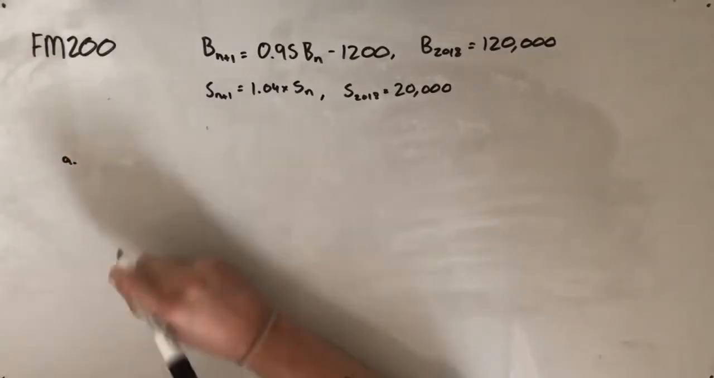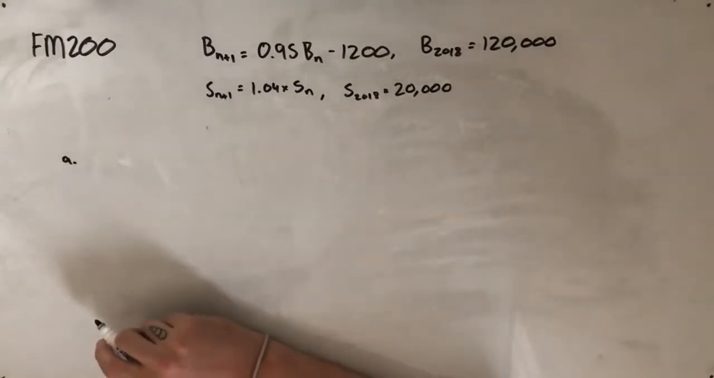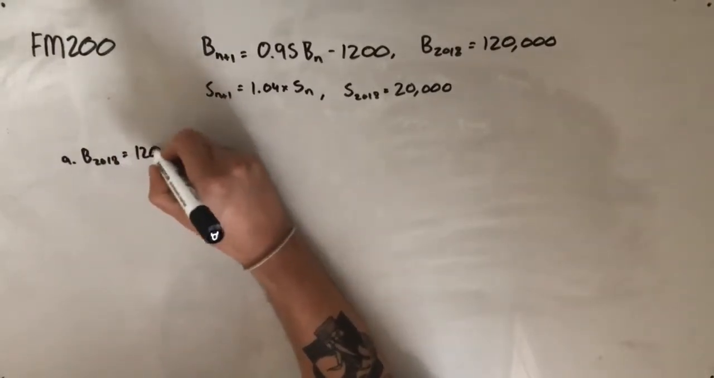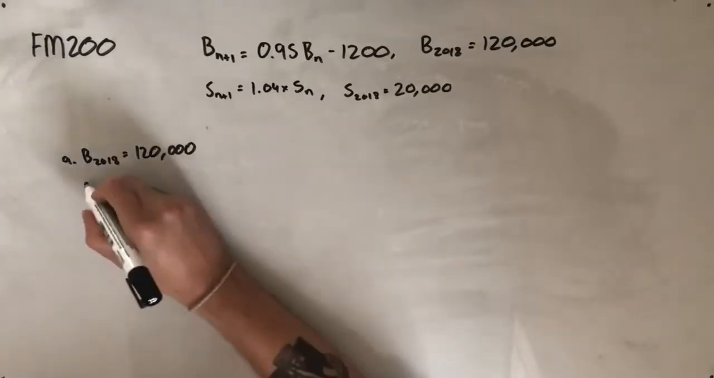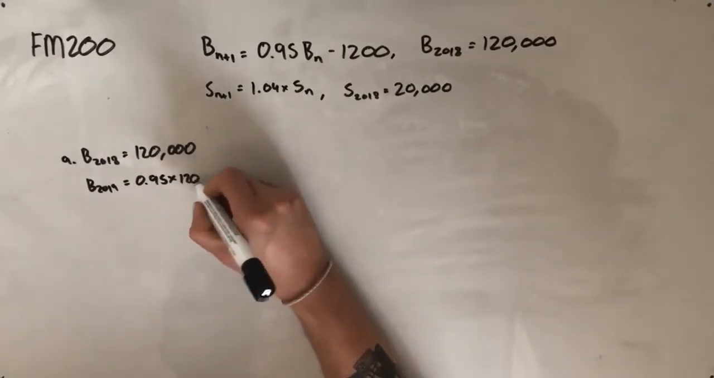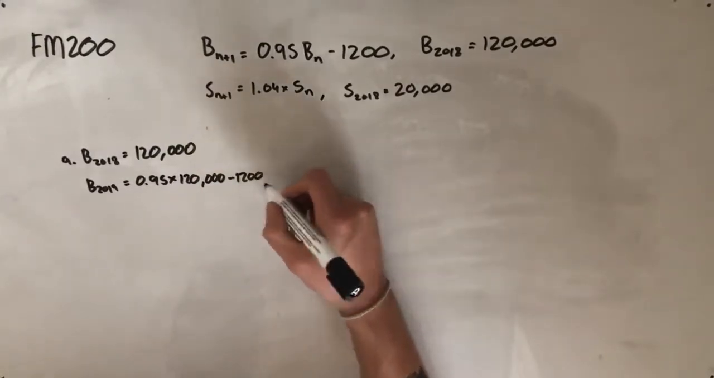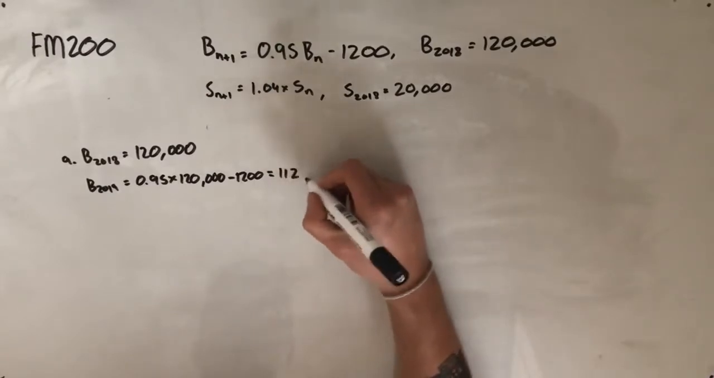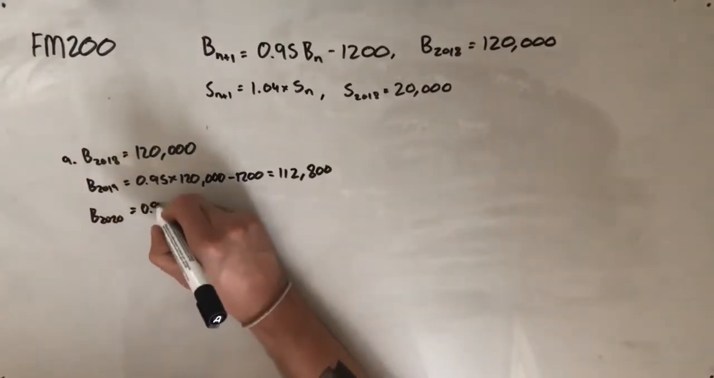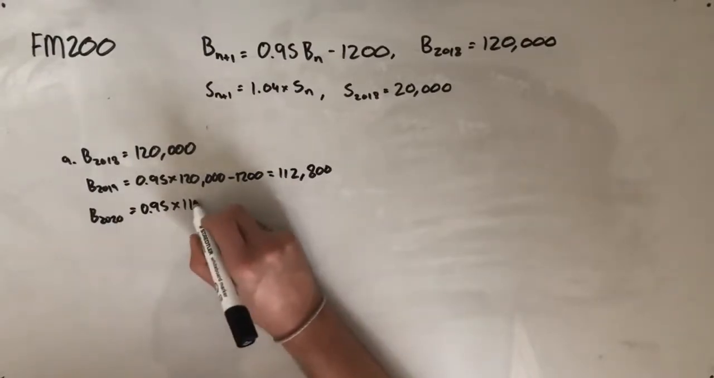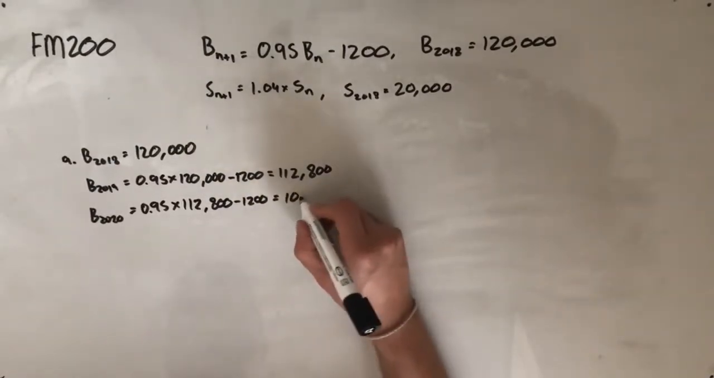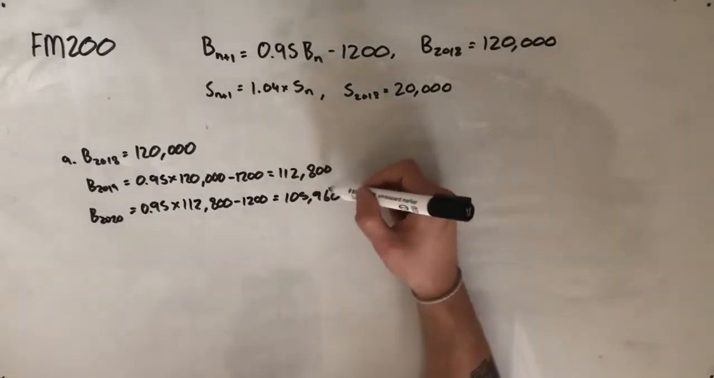Question A says, show that the expected number of nut trees at the end of the year 2020 is 105,960. So we know that B2018 is equal to 120,000, which means that B2019 will be equal to 0.95 times B2018, which we know is 120,000, minus 1,200. Plugging that into a calculator, we should get an answer of 112,800. B2020 then is equal to 0.95 times 112,800 minus 1,200, which, plugging that into a calculator, should give you an answer of 105,960, and then there's your proof.